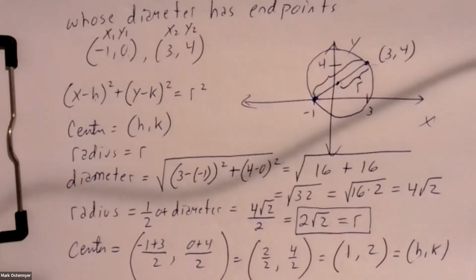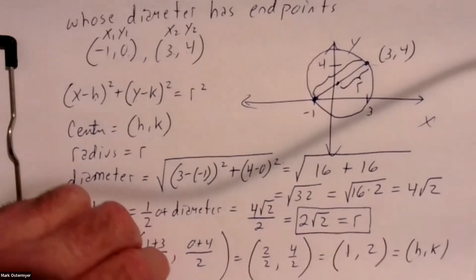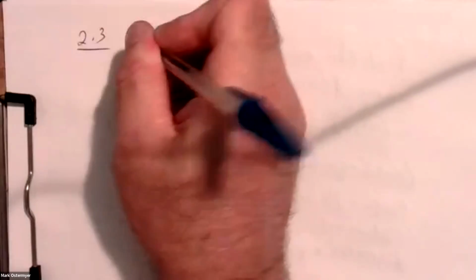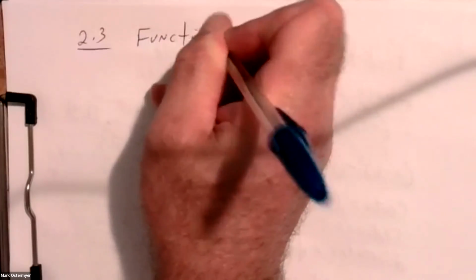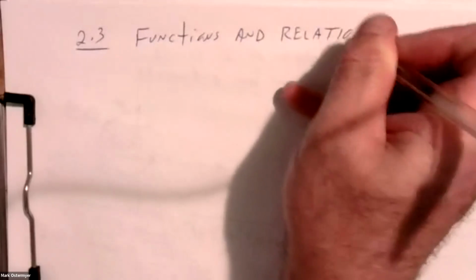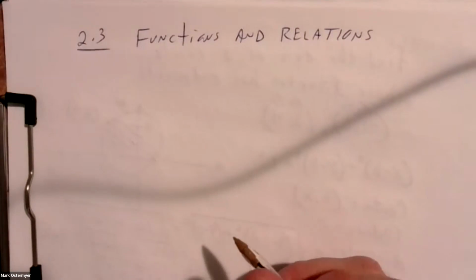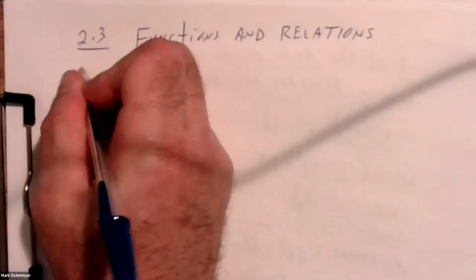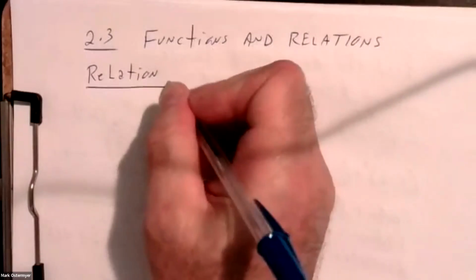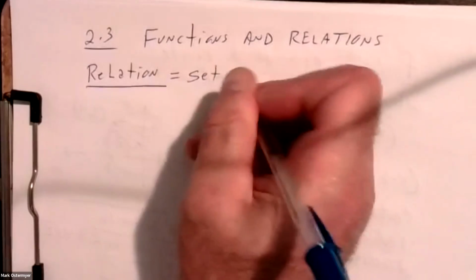And that brings us to the last section today, section 2.3. So in section 2.3, we're going to introduce ourselves to functions and relations in mathematics. We're also going to look at something called the domain and range of a function or relation. Okay, so section 2.3. Just like people have relations, well, in mathematics, we have relations too. What is a relation? The definition of a relation is it's nothing more than just a set of ordered pairs.